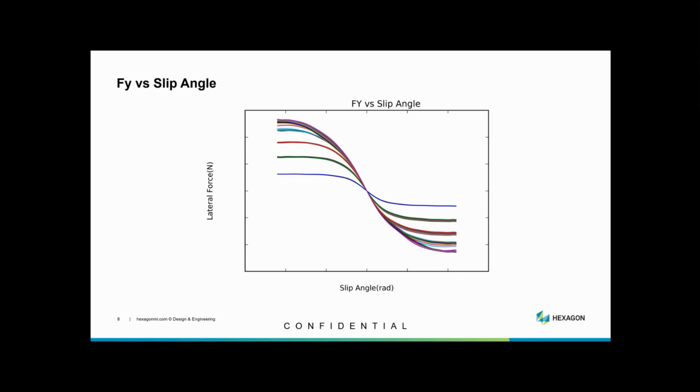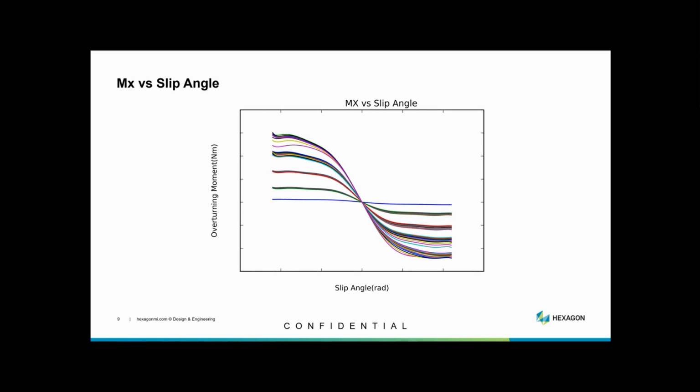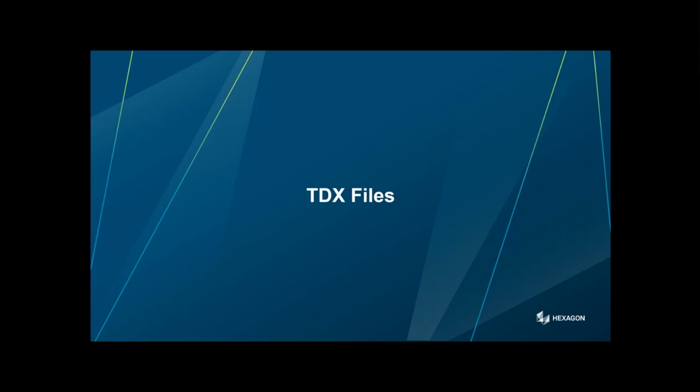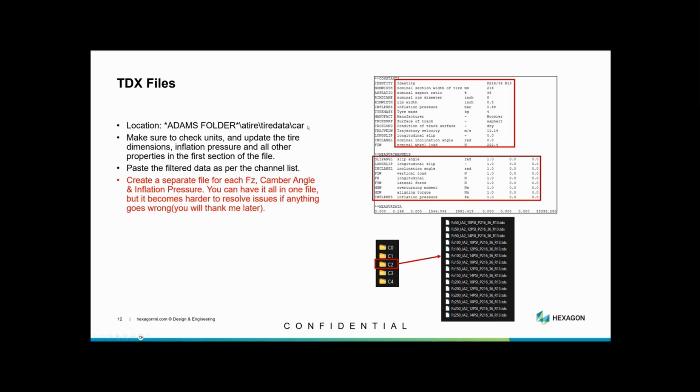And the same happens here. This is the lateral force. Here's the overturning moment. Again, pretty smooth lines in general. And the same thing happens for aligning moment. Now, when you have these curves available, you have to create what are called TDX files, which are recognized by the tire data fitting tool in Adams. You can find the sample files wherever your Adams is installed. Go there, go to tire, go to tire data and car. You'll find the sample files there, and now that you have fit the data, you export that information, and then that information goes into these TDX files.